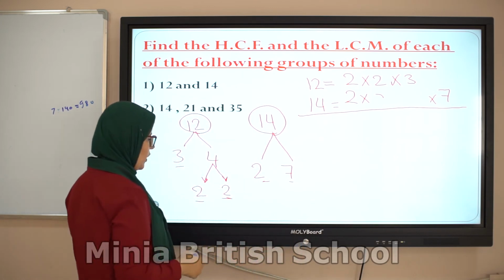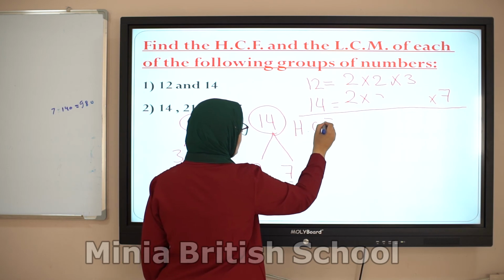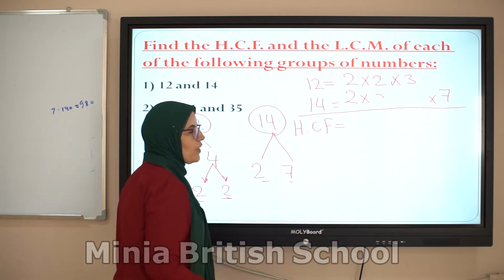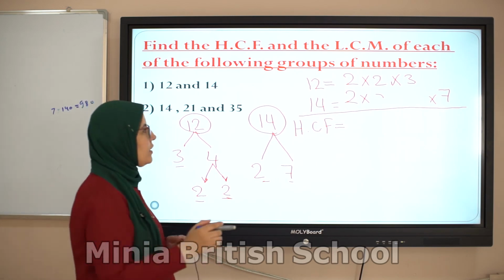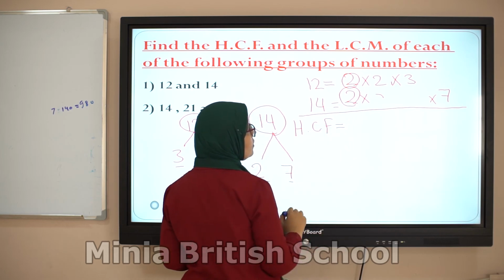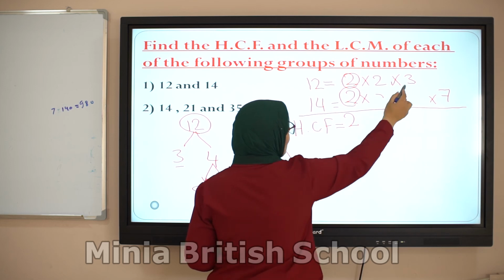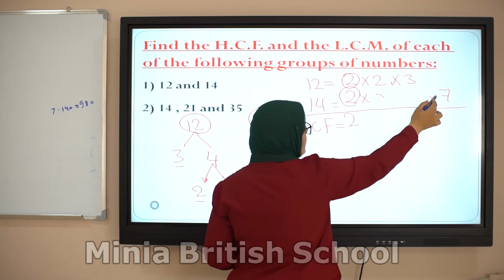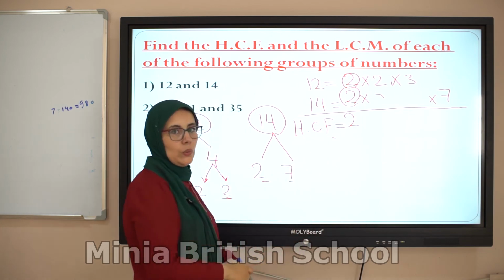So to find the highest common factor, who can remember? The highest common factor is, I will choose the common between them only. Here we have 2 and here we have 2, so I will write 2. What else? 3 here, there is no 3 here. 7 here, there is no 7 here. So the highest common factor is only 2.